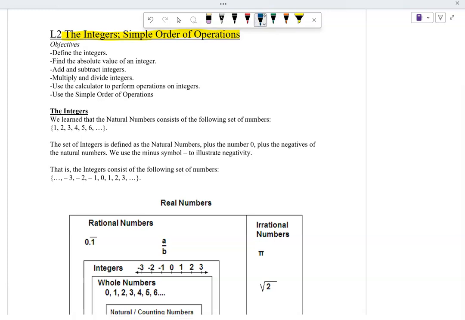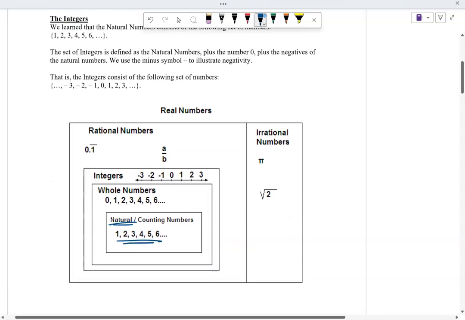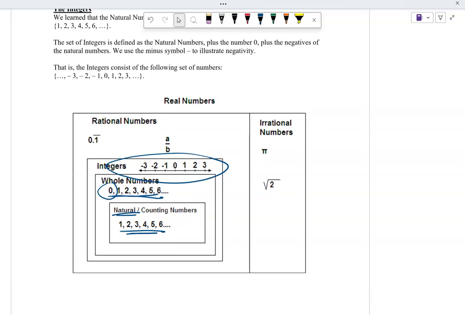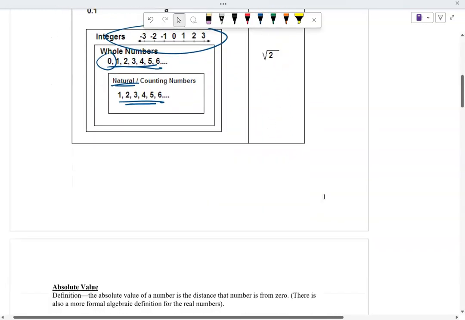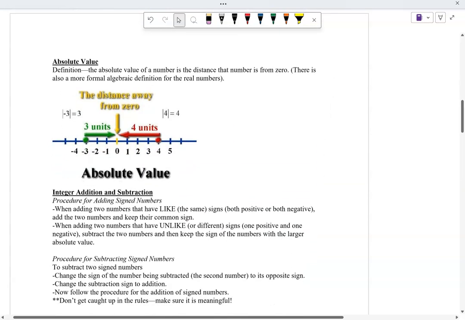If you remember from last time, we talked about real numbers and the natural numbers, right? Our counting numbers. The counting numbers or the natural numbers are a subset of the whole numbers. So the whole numbers include 0, 1, 2, 3, and so on. And then the integers also include the negatives. So the whole numbers as well as the negatives of the natural numbers. So that's our integers. Let's talk about the absolute value.